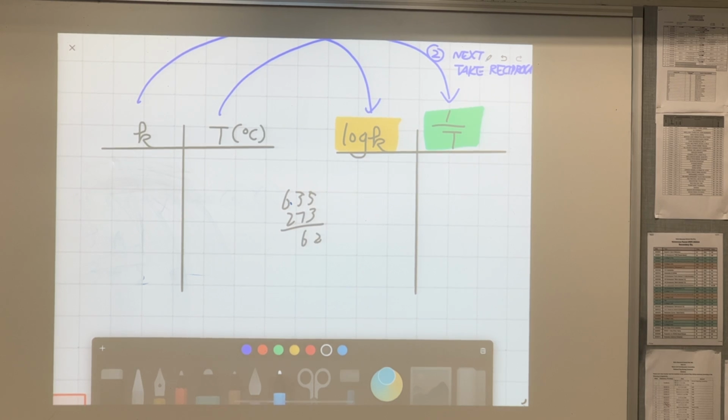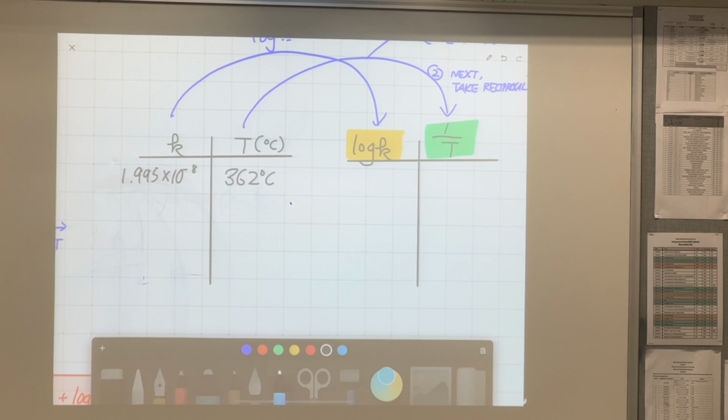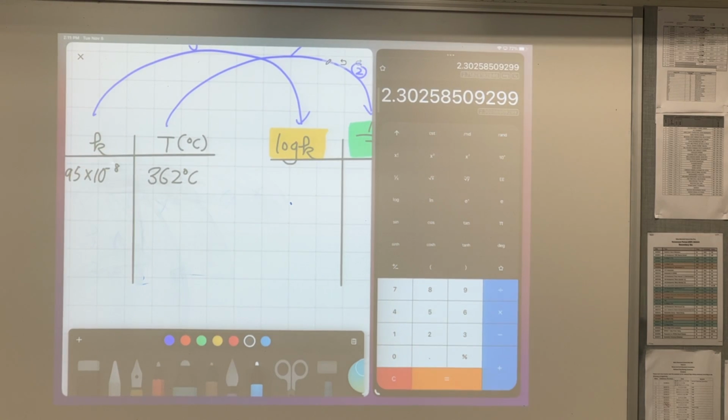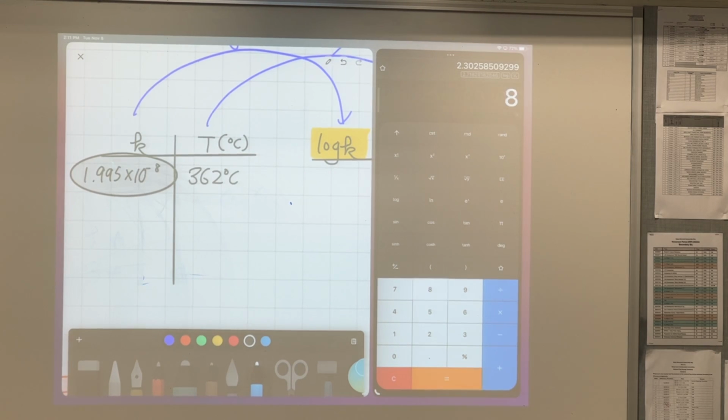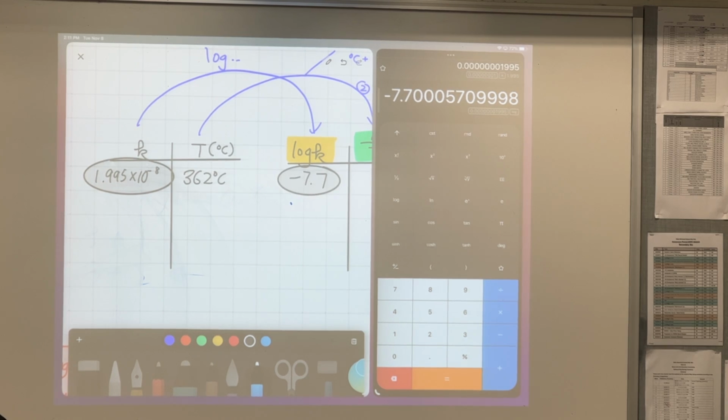So we have 362 degrees C, let's just say. And they are giving you the rate constant to be 1.995 times 10 to the power of -8. What you need to do is to log the K value by typing this on the calculator. So 10 to the power -8 times 1.995, and then you log it. And then you see -7.7 down at the bottom. So that's how you get -7.7 there. So that should be the easy part.